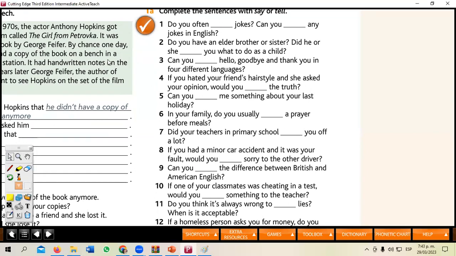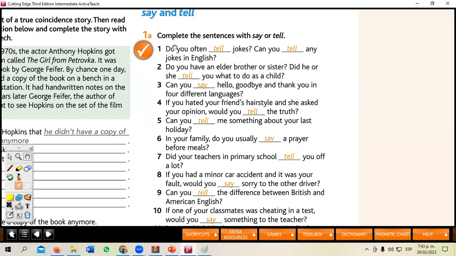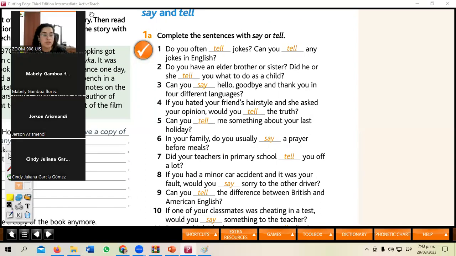All right, guys, let's check the answers briefly before we finish our lesson today, right? So let's see. The first one is, do you tell jokes? Can you tell any jokes in English? So with the word jokes, we always use the verb tell, contar chistes, tell jokes. Number 2, do you have an elder brother or sister, un hermano mayor o menor? Did he or she tell you what to do? Aquí usamos el tell por el sujeto, ¿no? Te decían qué hacer. They tell you what to do as a child.